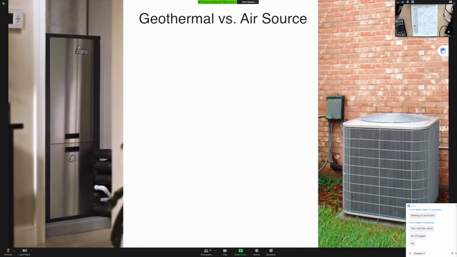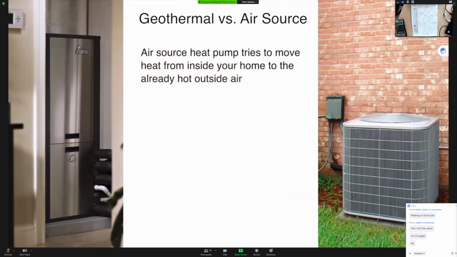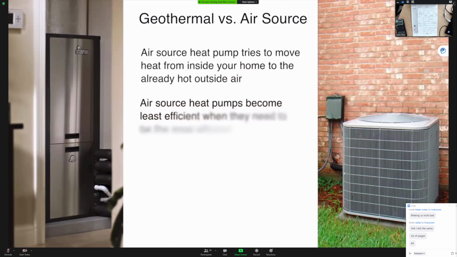When it's hot outside, an air source heat pump takes heat from your home and moves it to the outside air. As the outside air becomes warmer in summer, it becomes harder and harder for the system to dump heat from your home into the already hot outside air. Because of this, when cooling a home with an air source heat pump, the system becomes least efficient when it needs to be most efficient.